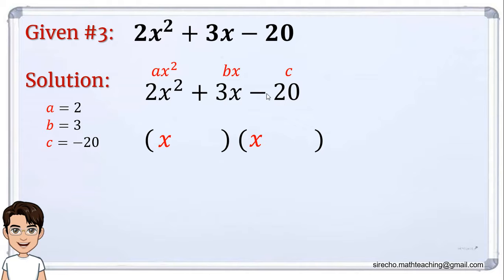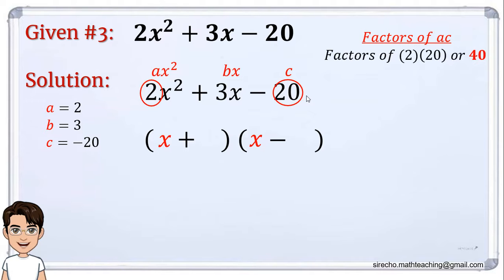And then, the next thing is to determine the sign of our binomial factors. So again, going back to our constant term, the constant term now is negative, which means that our binomial factors should contain different signs. So, one positive, one negative. And now, proceed tayo ngayon sa factoring. So, before, ang fina-factor lang natin ay c. Okay? Pero ngayon, we're going to multiply ac first. So, 20 times 2, then that answer, yun yung ifa-factor natin.